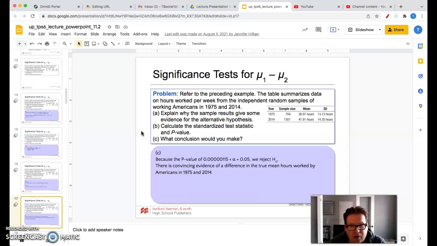Okay, so conclusion: because our p-value is way smaller than our alpha here of 0.05, our significance level, we're going to reject the null hypothesis, and we're going to say that there is indeed convincing evidence of a difference in true mean hours worked by Americans in 1975 and 2014. We're going to say that. All right, so that's just kind of tipping it off.